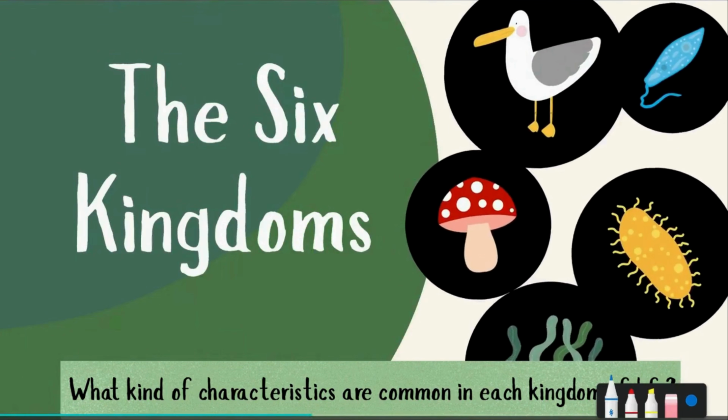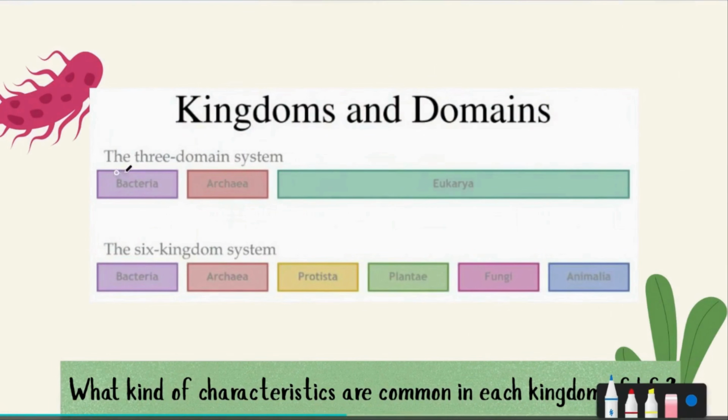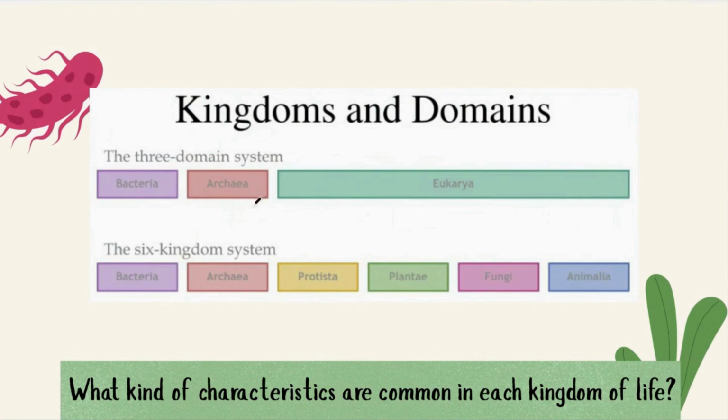Let's move on. So now let's finally talk about the six kingdoms. We have a domain system, and those domains are further categorized into our six kingdoms that we know of. So we have domain bacteria that has the kingdom bacteria underneath it. We have domain archaea that has the kingdom archaea underneath it. And then we have domain eukarya that has four different kingdoms underneath it, which are Protista, Plantae, Fungi, and Animalia.